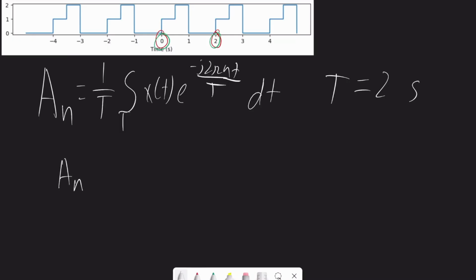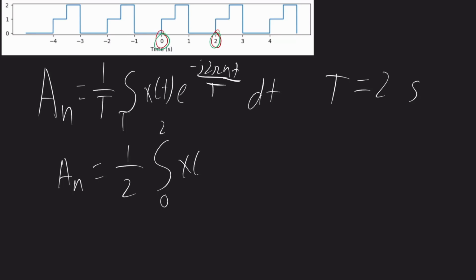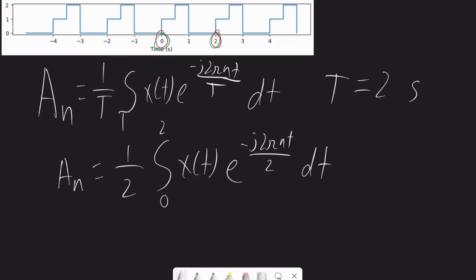So a sub n is going to be equal to 1/2 times the integral between 0 and 2 of x of t e to the negative j 2 pi n t over 2 dt. But x of t can have 3 different values. So the first value it can have is 1 from t equals 0 to 1/2, or it can have a value of 2 between t equals 1/2 and t equals 1, or it can have a value of 0 between 1 second and 2 seconds.